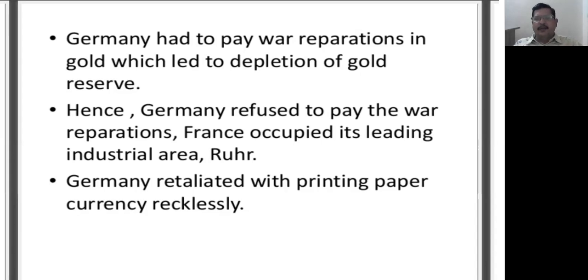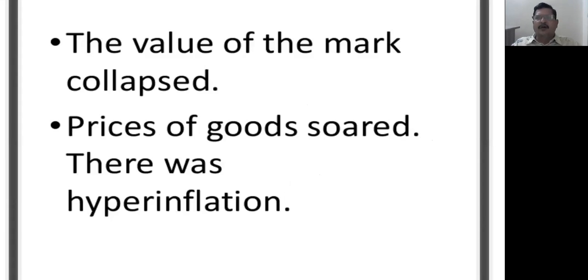Germany retaliated by printing paper currency recklessly. Then what happened? They started printing currency notes whichever way they wanted, without calculating with their economy or with the gold reserves, and started using them in the markets. Mark is the name of the currency of Germany. Just as we call ours the rupee, they call it the mark. The value of the mark collapsed. Prices of goods soared, they went high. There was hyperinflation.